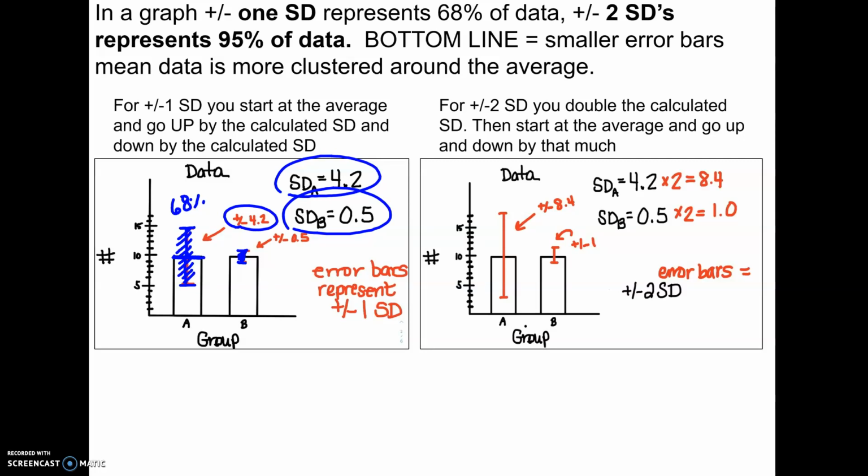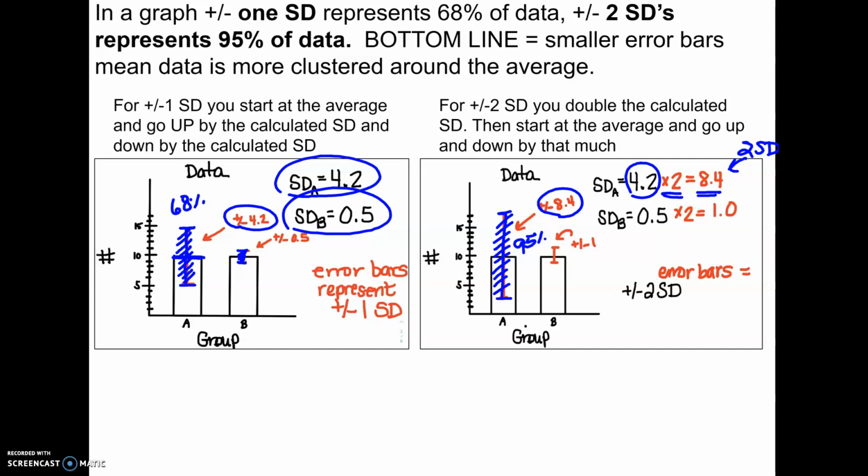So how do you graph 2 standard deviations? Let me take a step back. My standard deviation was 4.2, I double it. So this 8.4 is now 2 standard deviations. So now, same way I did in the other graph, I'm going to go up this time by 8.4, 2 standard deviations, and go down by 8.4. What does this mean in a graph? This means that 95% of my original data should lie within those bars.